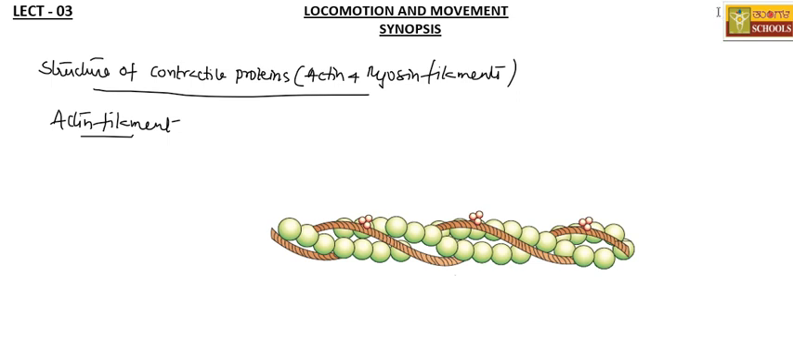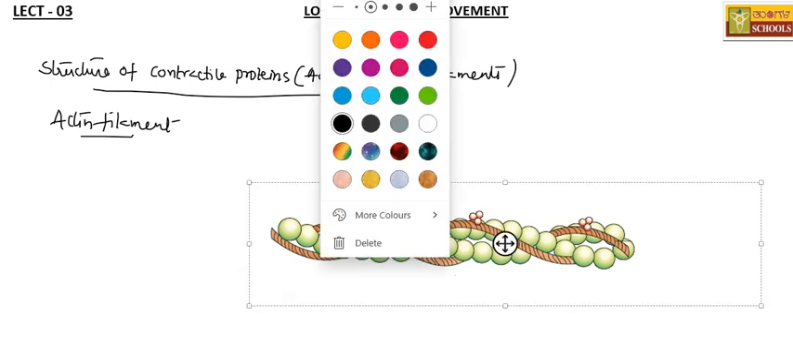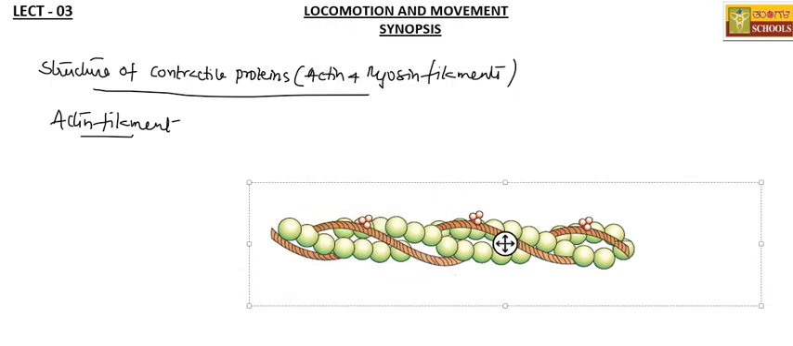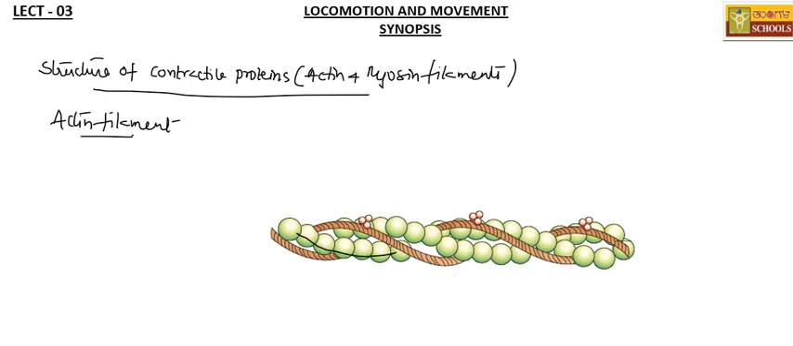So here we have the actin filament. Now let's see what this actin filament is made up of. This whole actin filament is made up of two F actins. You can see this whole one is one F actin, and this is another F actin. So you find two F actins that helically coil.